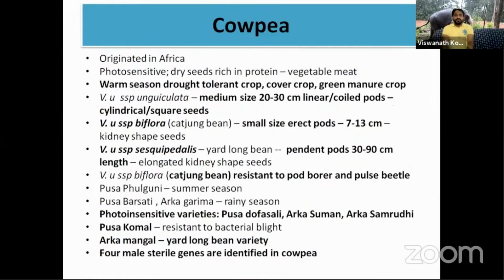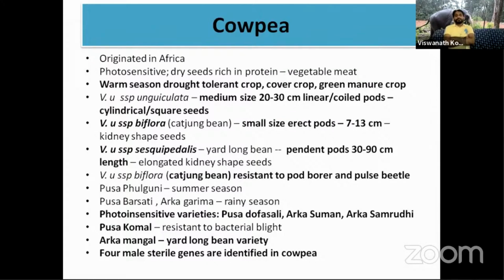So next is cowpea. Cowpea also has three species. One is Vigna unguiculata, subspecies unguiculata, that is the common cowpea. And Vigna unguiculata, subspecies cylindrica, it's called catjang bean. And subspecies sesquipedalis, it is yardlong bean. So cowpea is a warm season drought tolerant crop, and cowpea is also used as a cover crop and a green manure crop.